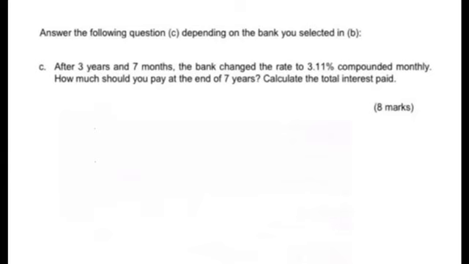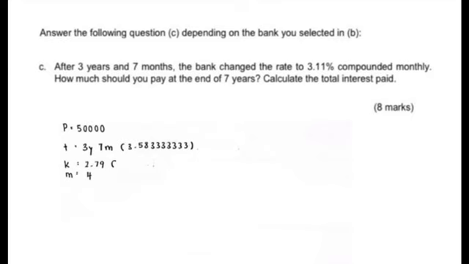Okay, let's move to question C, which is about calculating the final amount and total interest paid after a change in interest rate during a loan period. First, we need to understand the question, which states that after 3 years and 7 months, the bank changed the interest rate to 3.11% compounded monthly, and we need to calculate how much we need to pay at the end of 7 years and also the total interest paid.